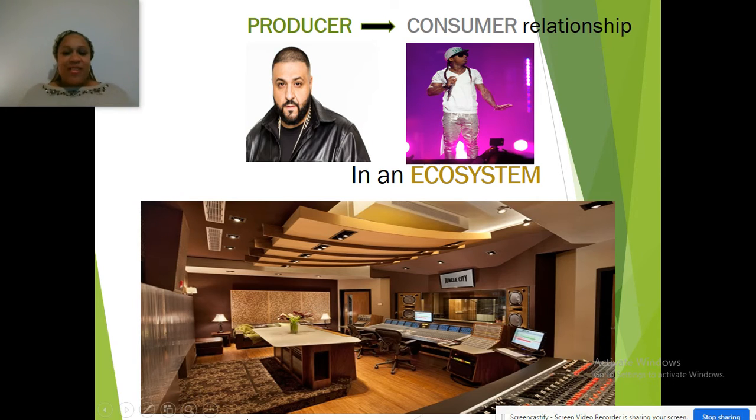Okay. So I use DJ Khaled's studio as the ecosystem. They're in this ecosystem, and their relationship in this ecosystem would be producer-consumer. One individual or organism is producing something, and someone else is consuming it.